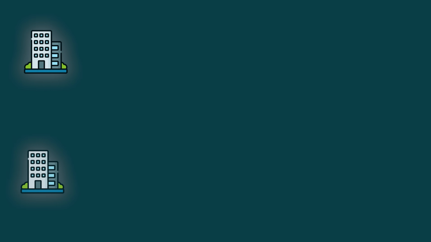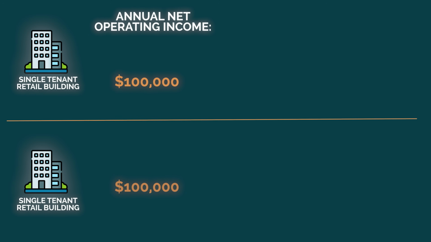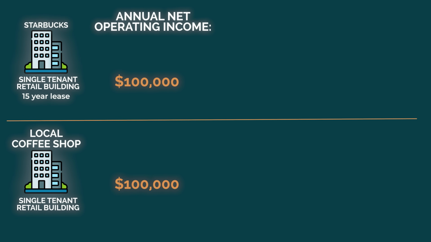Let's take two identical buildings that are 3,000 square feet each. Both are single tenant retail buildings. Both generate $100,000 in annual net operating income. Building A is occupied by Starbucks on a 15-year lease, and Building B is occupied by a local coffee shop with only 2 years left on their lease and shaky financials.